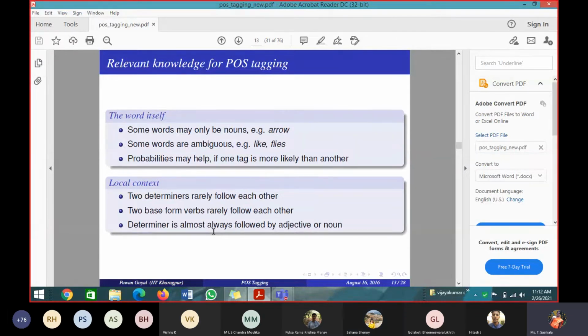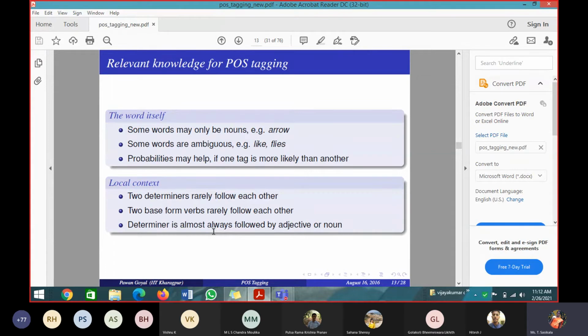See, I told you about morphology, no? Morphotactics. Very good. That's why I didn't use that word. I have given some examples here. Two verbs usually will not follow each other. Two determiners rarely follow each other. The will not follow the, that will not follow that, they rarely follow each other.